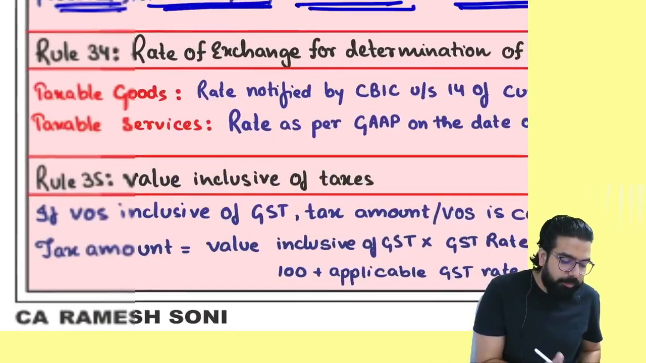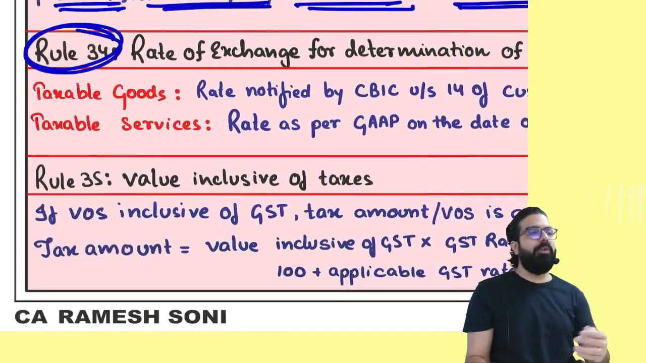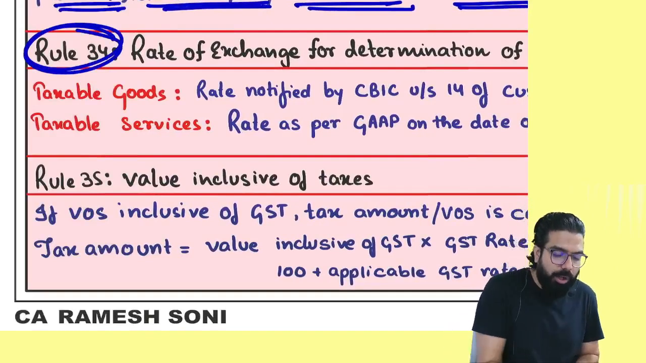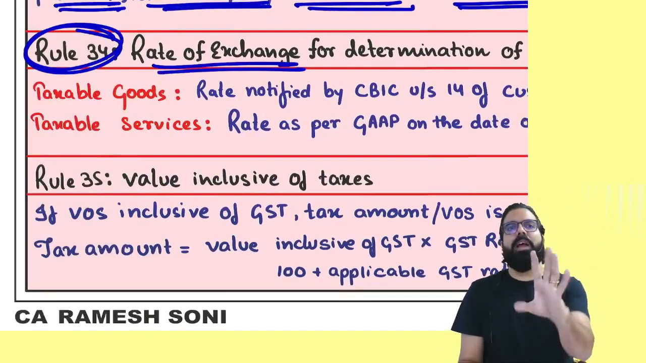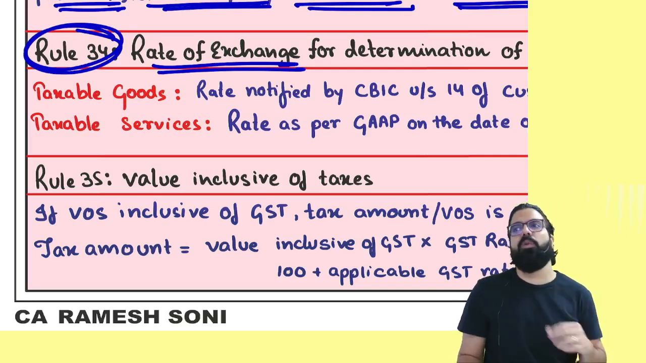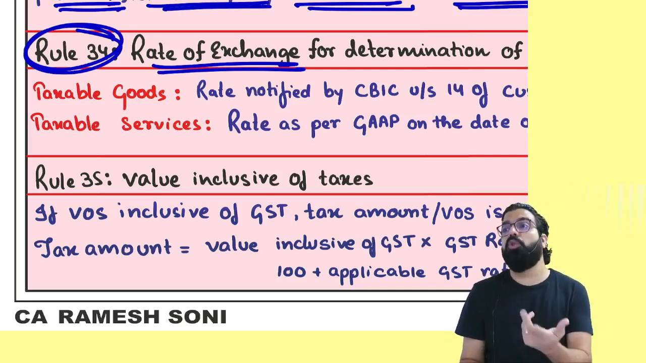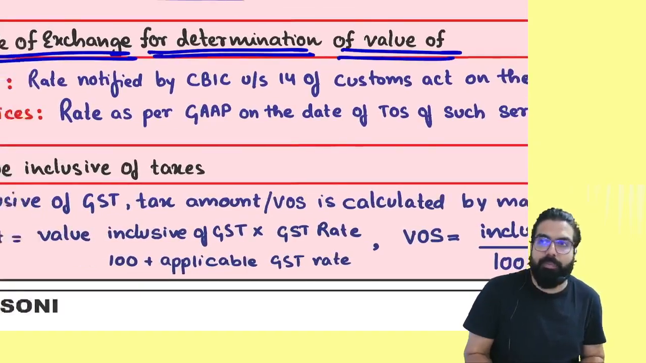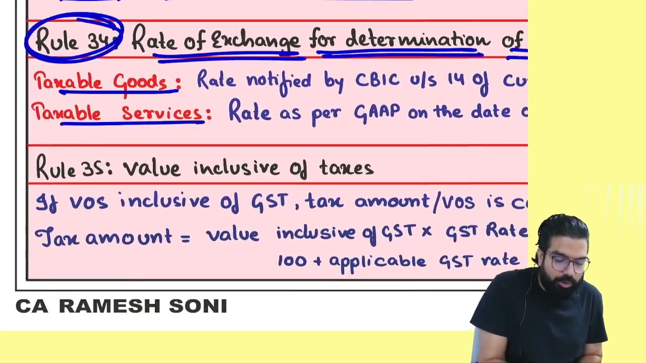Everyone over here now. Rule number 34 talks about rate of exchange. Whenever you have an invoice in dollar, pound, etc., how do you convert? They have told the rate of exchange for determination of value, if it is taxable goods or taxable service.